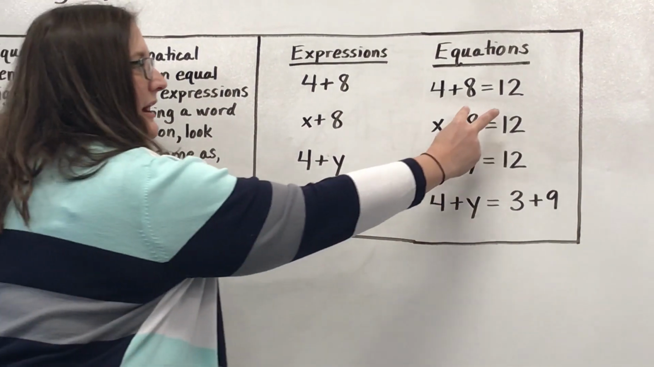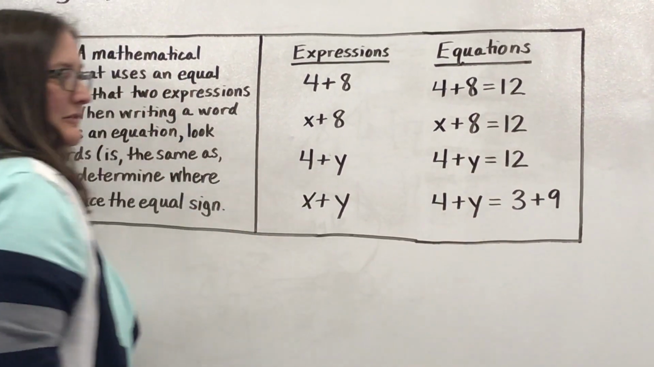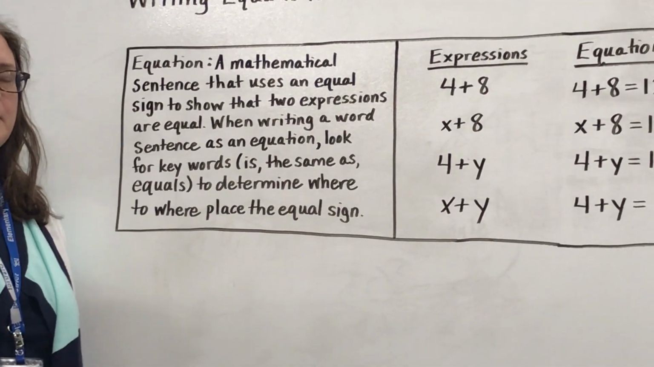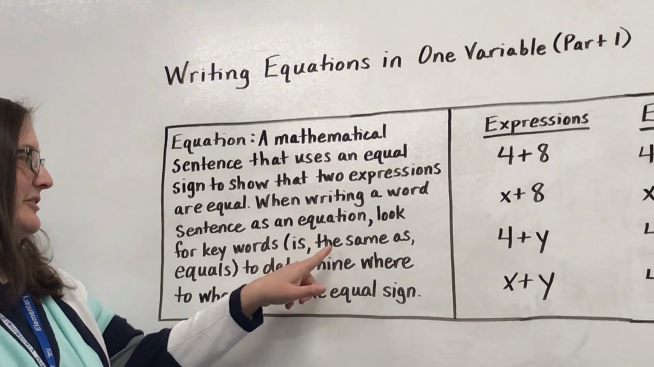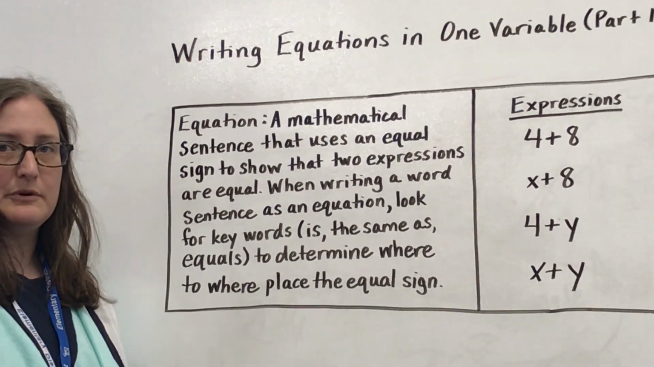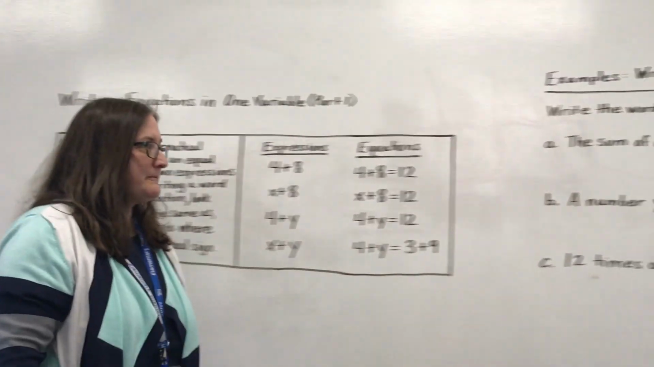So we have two sides. We can have an expression and an answer, or we can have two expressions equal to each other. When we're looking at words and trying to transfer them into an equation, we're looking for words like is, the same as, or equals, which help us determine where the equal sign will go in our equation. So let's take a look at some examples.